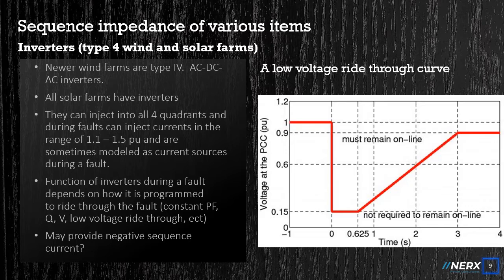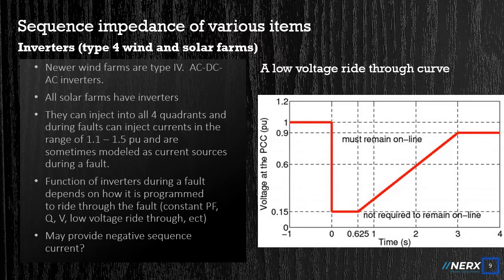Inverter-based generation includes solar and Type 4 wind farms. Type 4 wind farms convert the generated AC from the wind turbines to DC, and then the inverter injects AC currents onto the grid in any of the four quadrants. This AC to DC to AC conversion decouples the wind turbine from the grid.